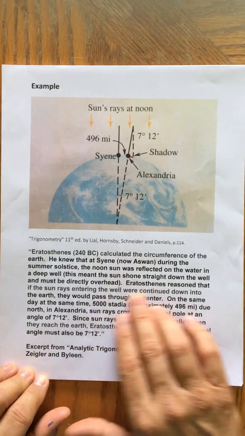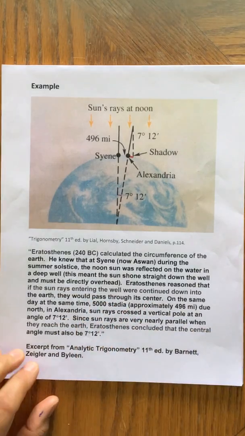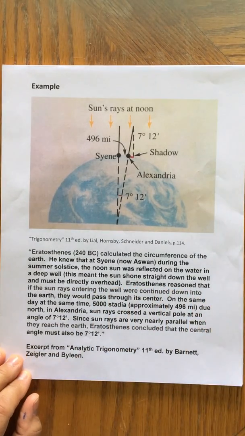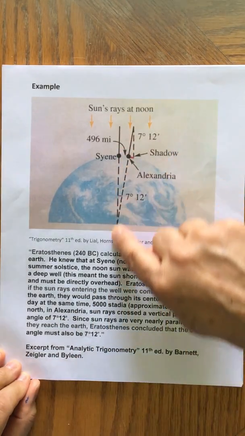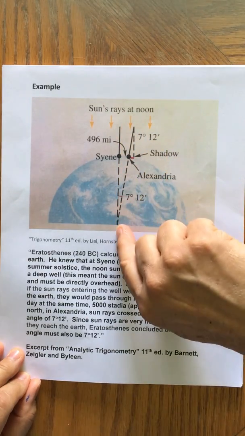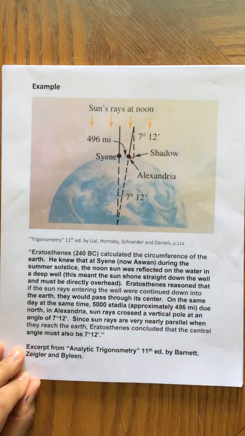So they knew that. And then he reasoned that this means the sun was shining straight down the well and must be directly overhead, and he imagined that going straight down into the center of the earth, so that would give him a central angle.